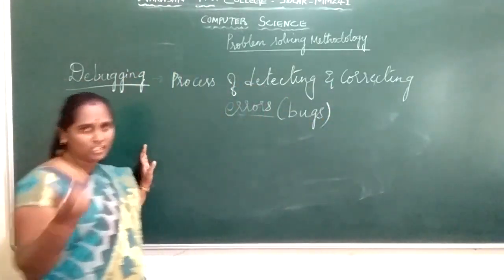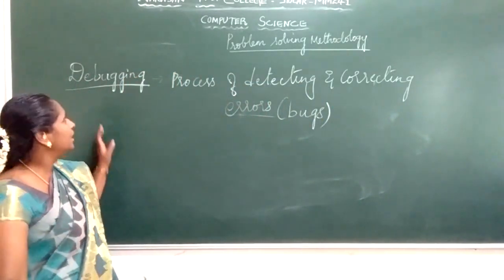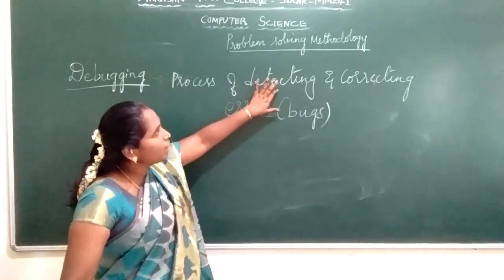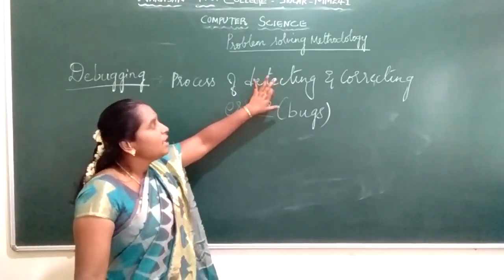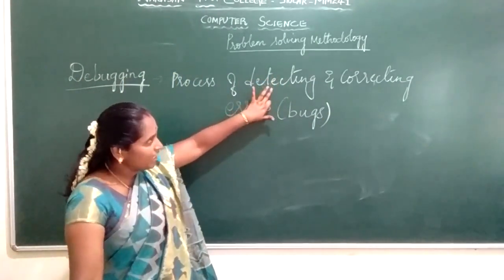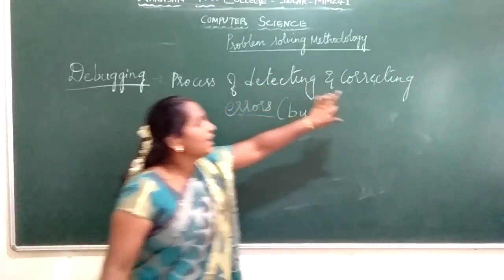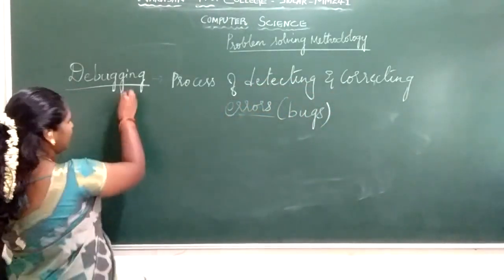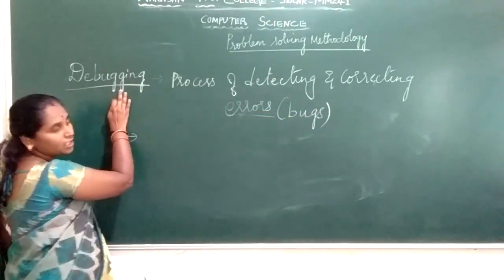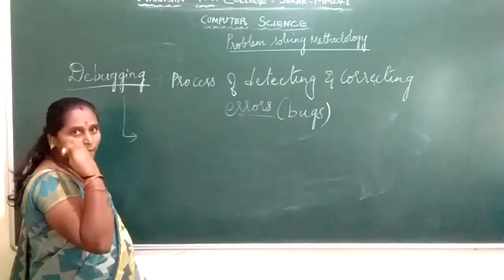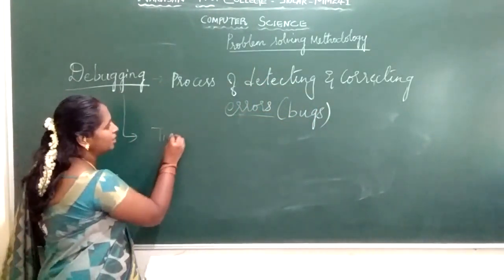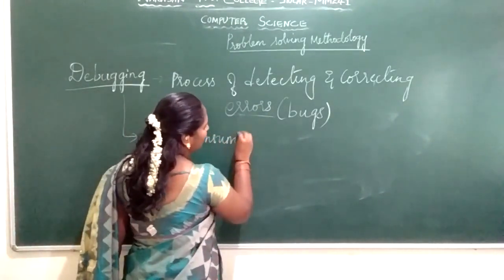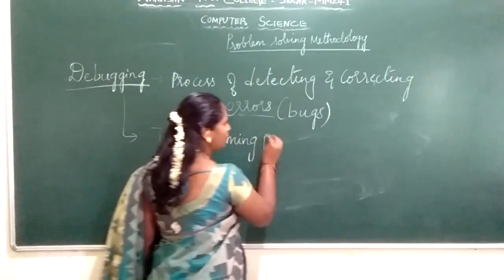So after coding the program, you have to go for debugging. In debugging, you are going to detect and correct the errors. If you find any errors in the program code, you are going to detect those errors and correct them. So errors are also called bugs. In your problem solving stages or program development stages, the debugging process is a time consuming phase.